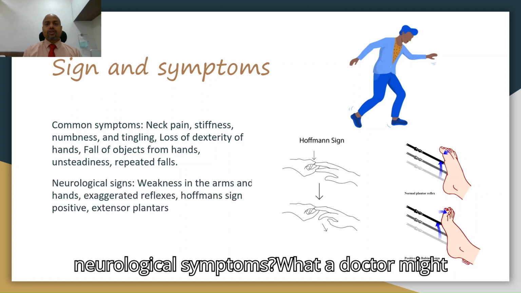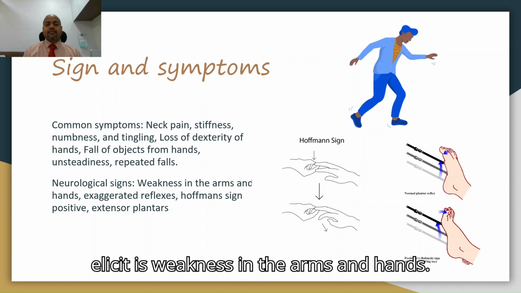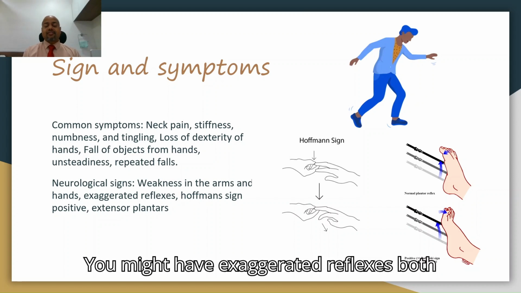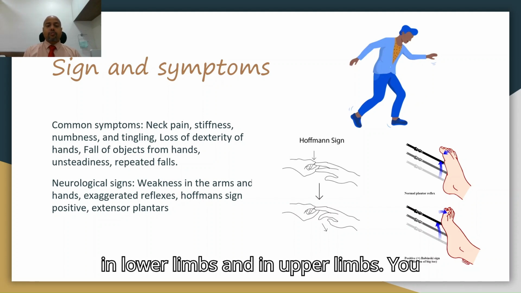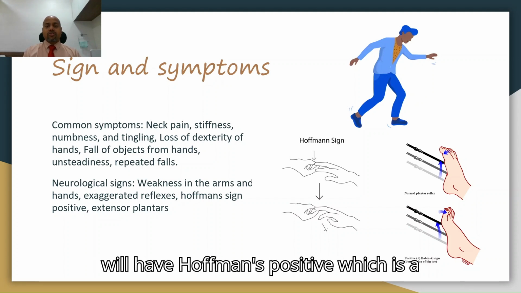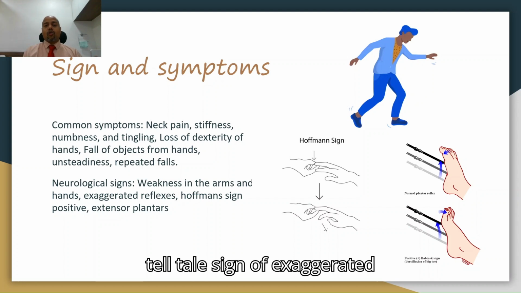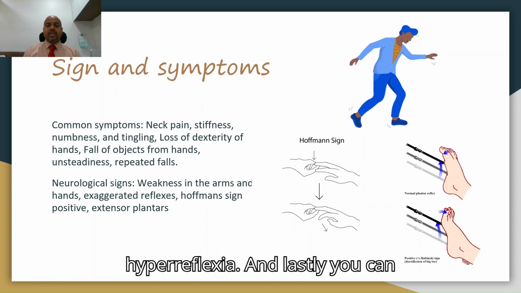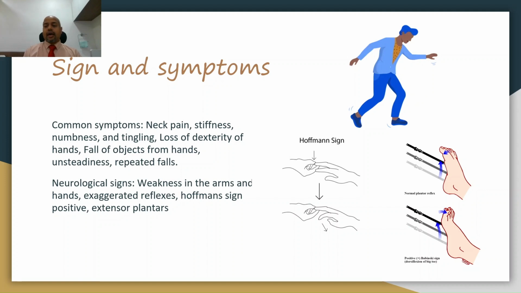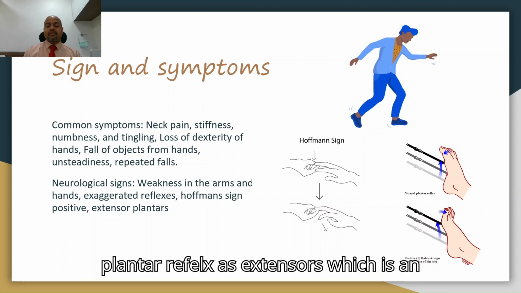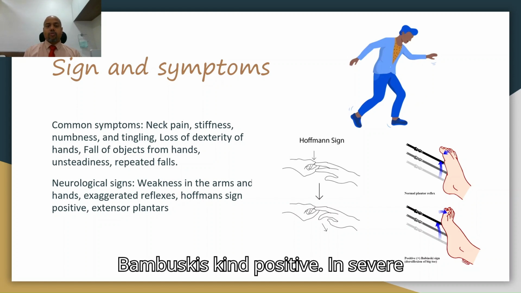Now, what are the neurological signs? What a doctor might elicit is weakness in the arms and hands. You might have exaggerated reflexes both in lower limbs and in upper limbs. You will have Hoffmann's sign positive, which is a telltale sign of hyperreflexia. And lastly, you can have plantars as extensors, which is a Babinski's sign positive.